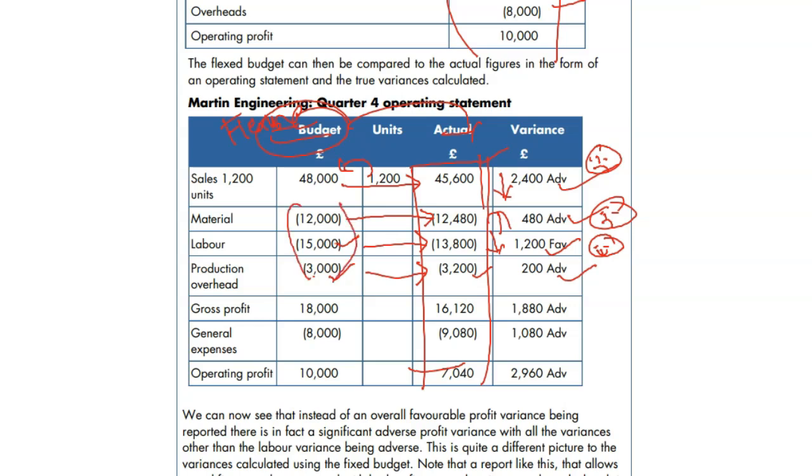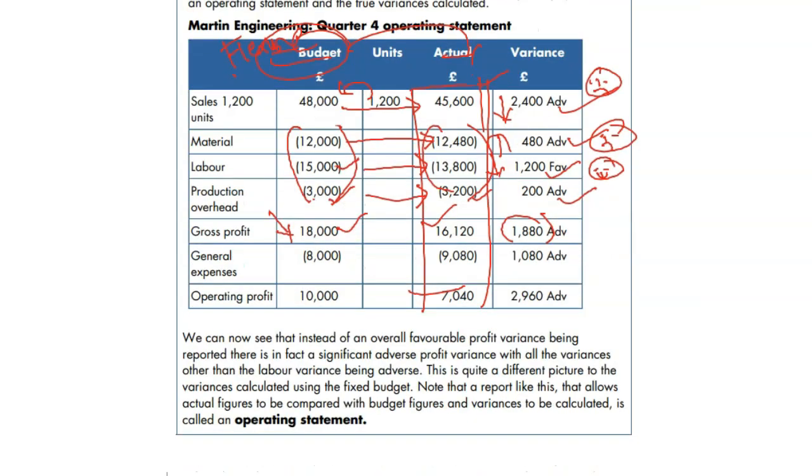Once we do all these things, our gross profit according to flexible budget should have been 18,000, but according to actual it is 16,120, adverse by 1,880. General expenses 8,000, this is fixed as well, and that's why in the flexible budget it is the same, but actually it's more by 1,080, adverse. And once you deduct it, you get operating profit according to budget should be 10,000, but actually it's way less, 7,040. Look at this. This is actually adverse.